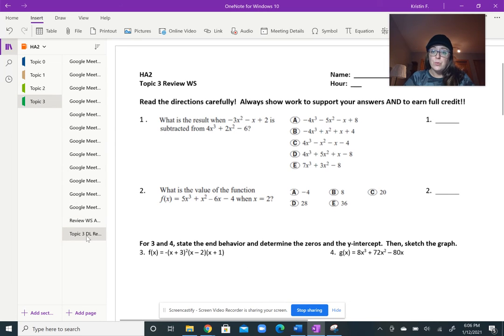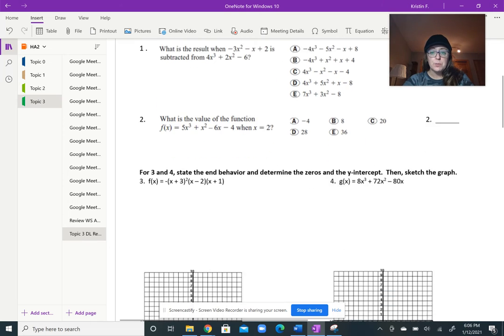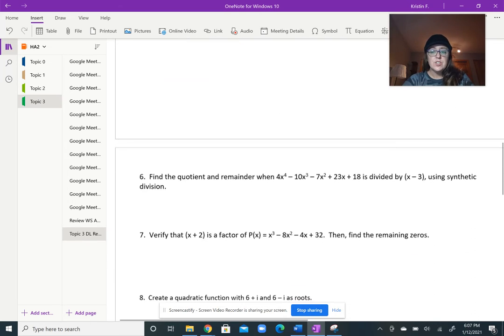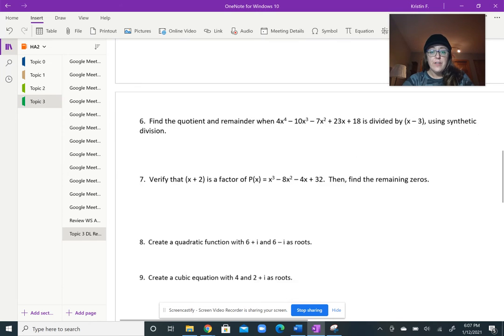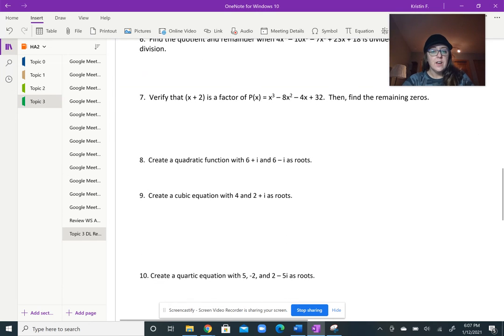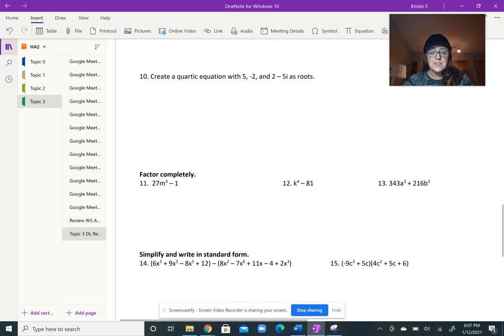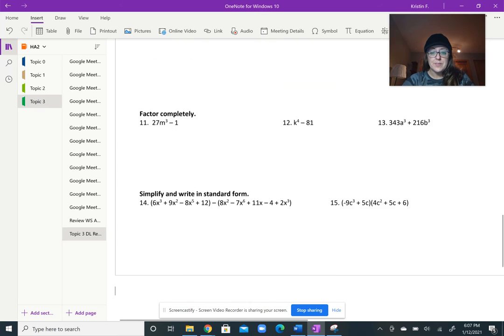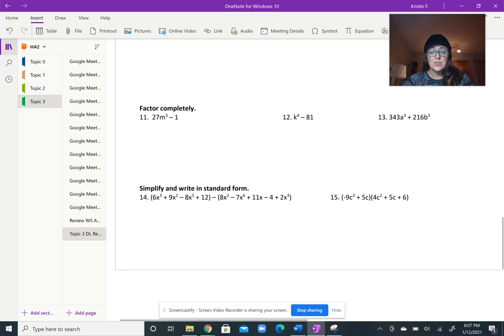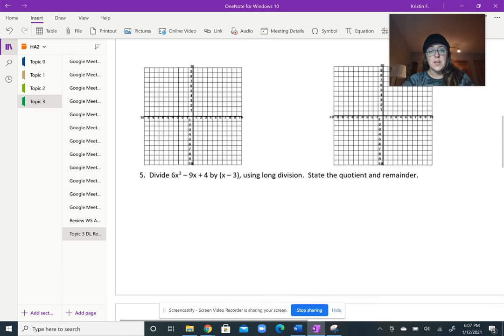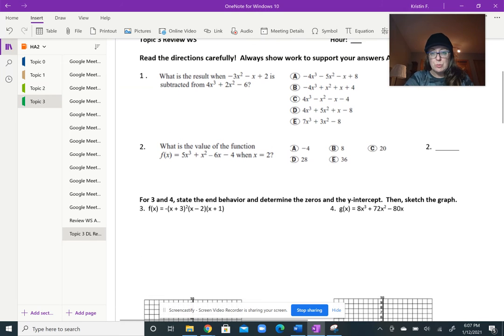Your review worksheet today has a little bit of multiple choice. There's some graphing. There's long division. There's synthetic division. Verifying factors. Creating polynomials from different roots of functions. Some unique factor rules. Adding and subtracting. So there are 15 questions on the review. It's a pretty lengthy topic because we didn't split it into 2 parts.